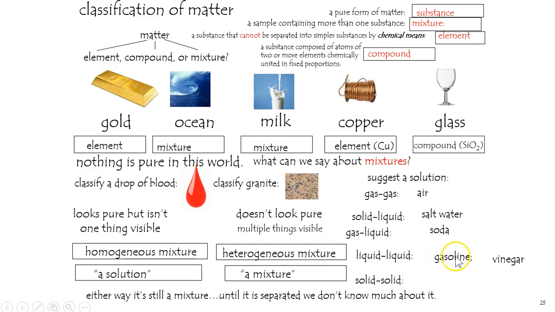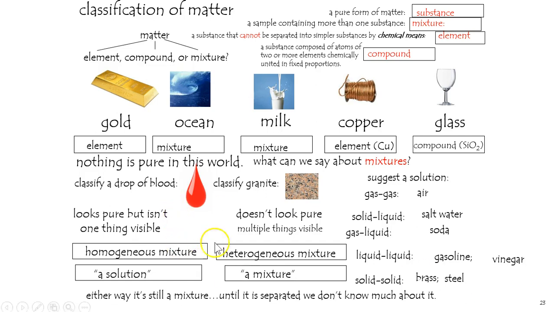Gasoline is a mixture of many soluble hydrocarbons. Vinegar is a mixture of acetic acid and water. And in fact, you can have a solid-solid mixture, but in most cases they melt it first, then let it freeze. Examples are brass, steel, pewter, and other solid-solid mixtures.